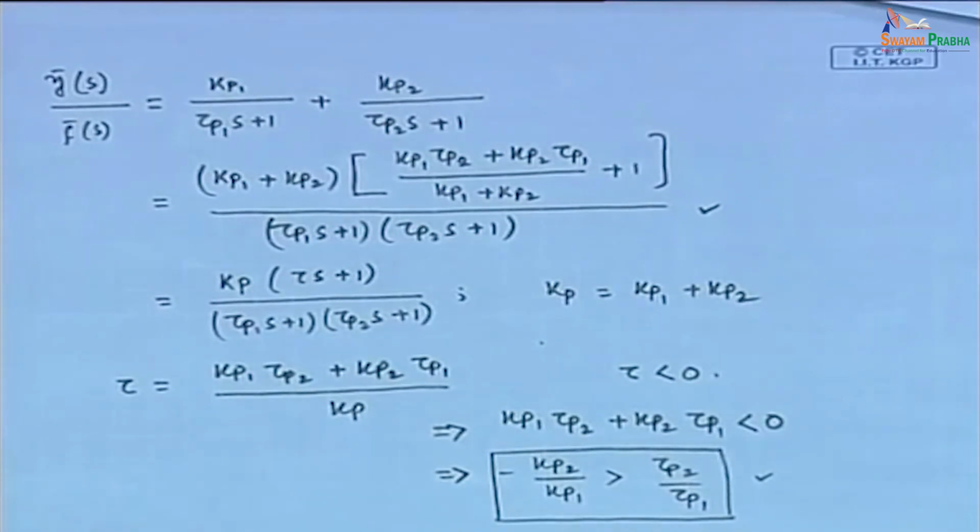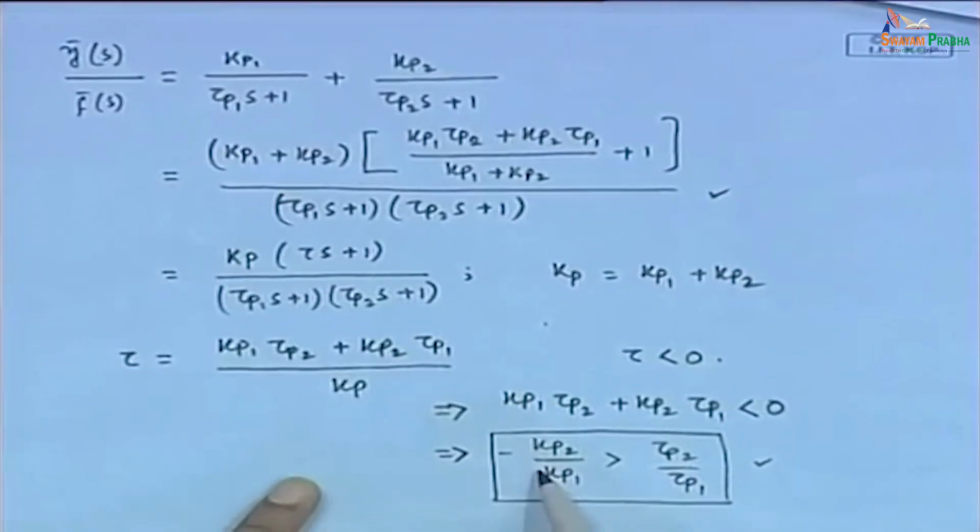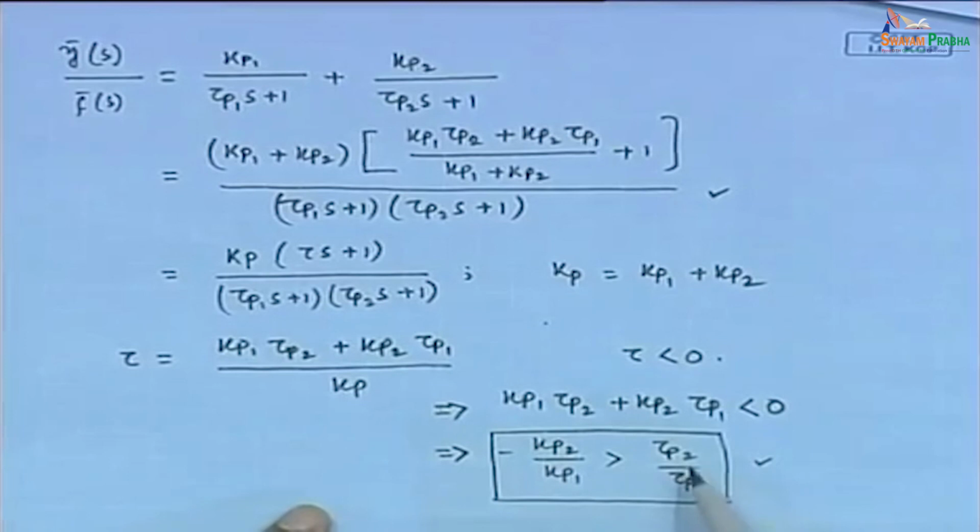So, inverse response is the net result of two opposing effects. If you see the sign, tau p1, tau p2 both are positive. So, if one Kp is positive, another Kp should be negative. So, we can conclude that inverse response is the net result of two opposing effects. Fine. Thank you.